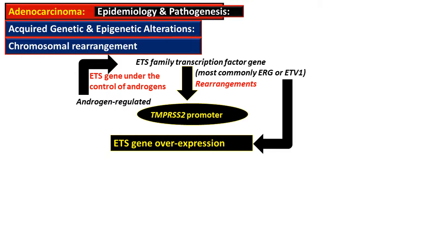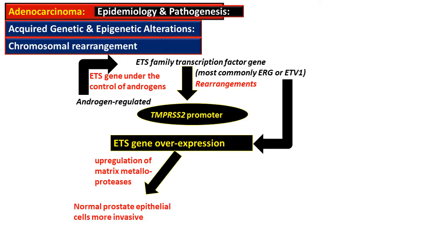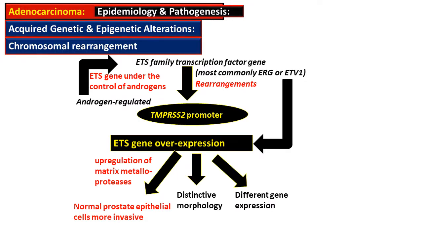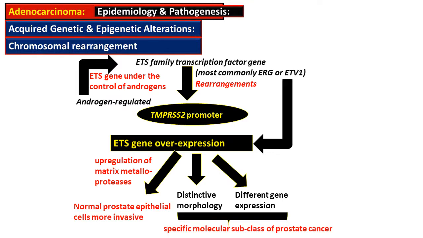Okay, and then due to this juxtaposition, now the ETS oncogene is under control of the TMPRSS2 promoter that is androgen regulated, and this overexpression will lead to upregulation of the matrix metalloproteases, and these normal epithelial prostate cells become more invasive. This molecular change, or juxtaposition of the ETS family transcription factor, will result in a distinctive morphology and a different gene expression that will result in a specific molecular subclass of prostate cancer.